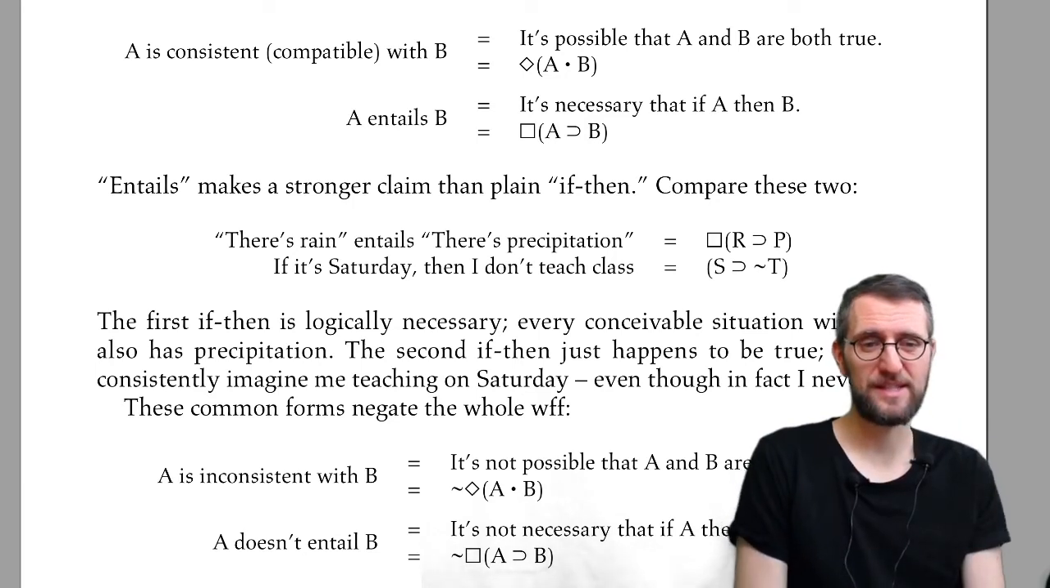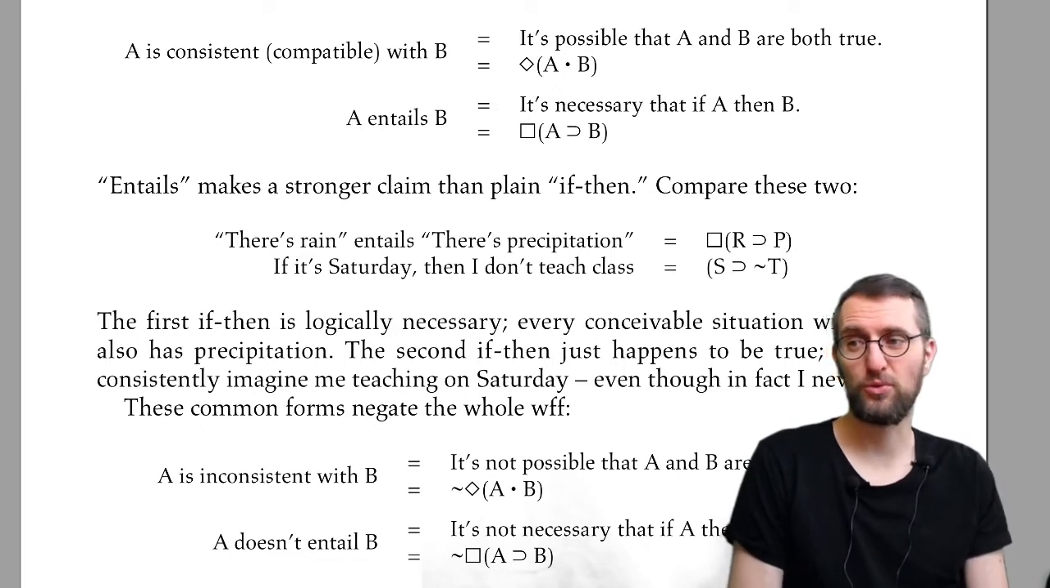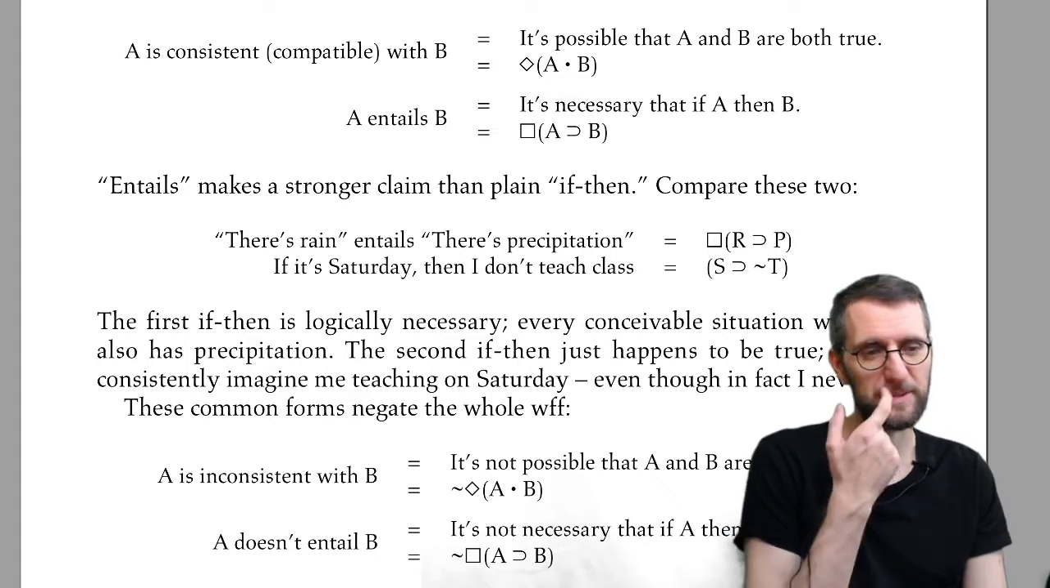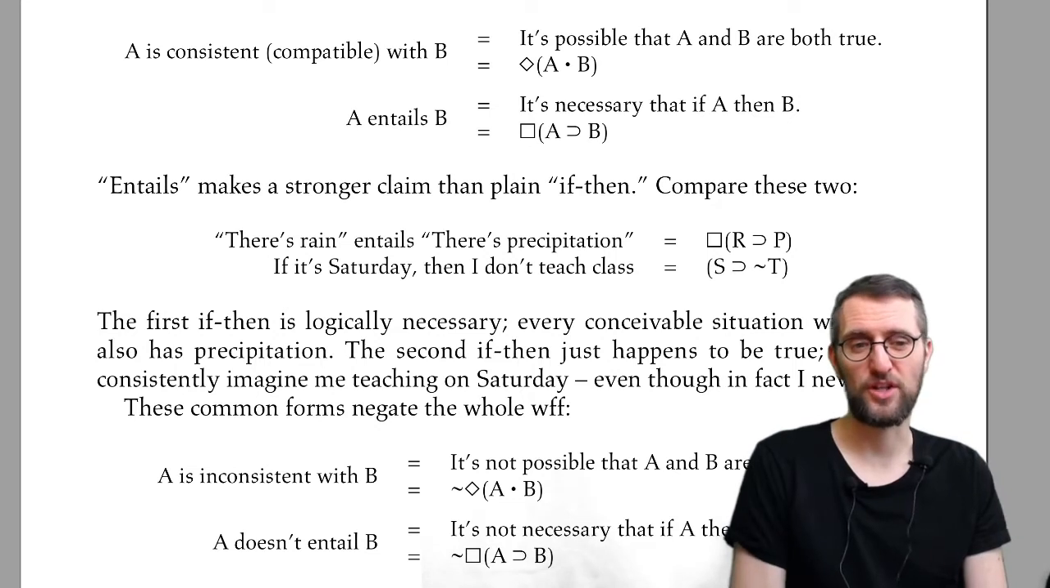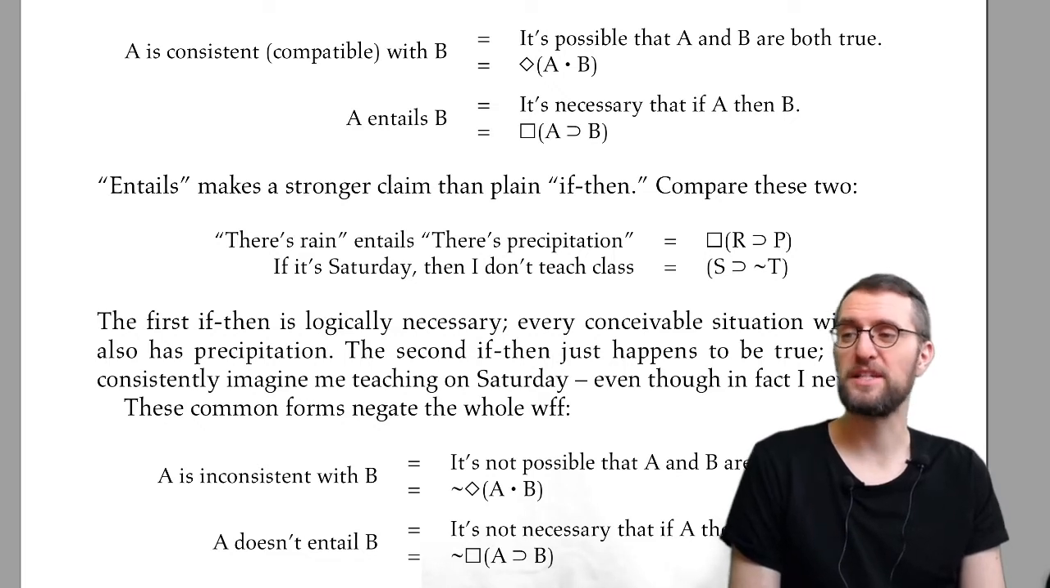And then if it's Saturday, then I don't teach the class. So the first one is a material implication, right? It's not imaginable in any possible world that there's no precipitation. But it's imaginable that I'm not going to teach if it rains. If it's Saturday, then I don't teach. Well, we could also imagine that I teach on Saturdays. I think that's what it is.